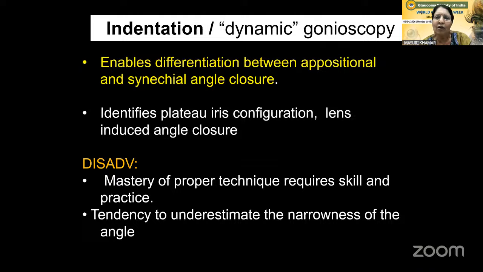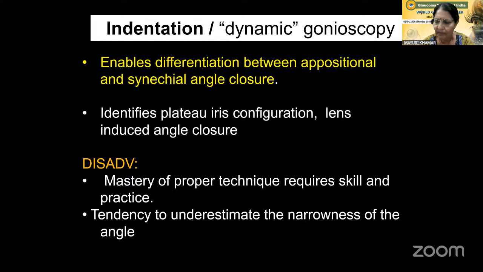The indentation or dynamic gonioscopy enables us to differentiate between true angle closure and appositional angle closure. It also identifies the plateau iris configuration or lens-induced angle closure. The disadvantage of this is that one should be a master of the proper technique. It has a learning curve, and the tendency to steady the lens on the cornea makes you indent the cornea and so underestimate the narrowness of the angle.